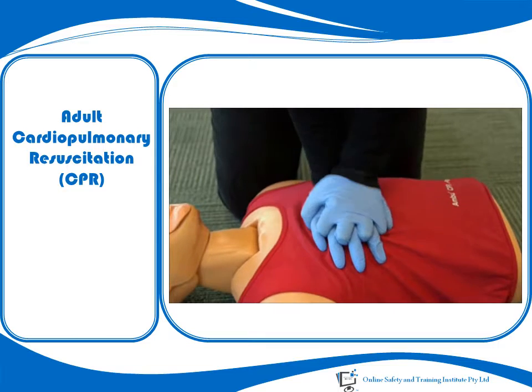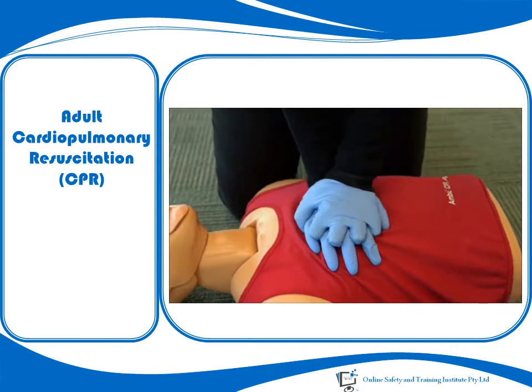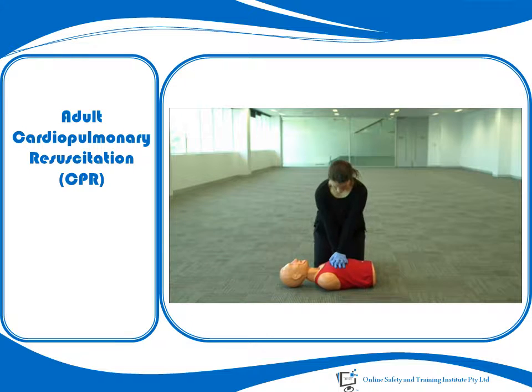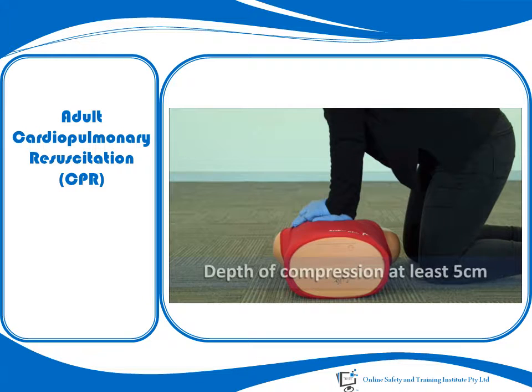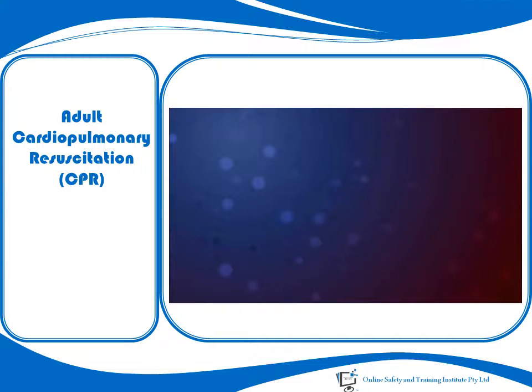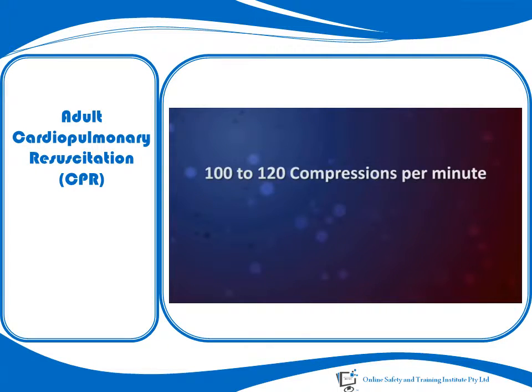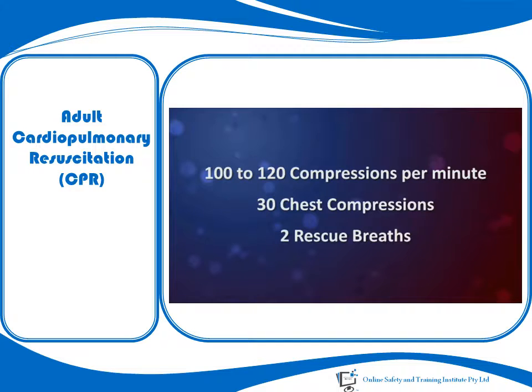Compressions should be rhythmic, with equal time for compression and relaxation, and you should allow the chest to recoil completely after each compression. With an adult casualty, each compression should depress the chest at least 5 centimeters, or about 1/3 of the depth of the chest. Compressions should be delivered at a rate of 100 to 120 compressions per minute. This means almost 2 compressions every second. After every 30 chest compressions are given, 2 rescue breaths should be delivered.